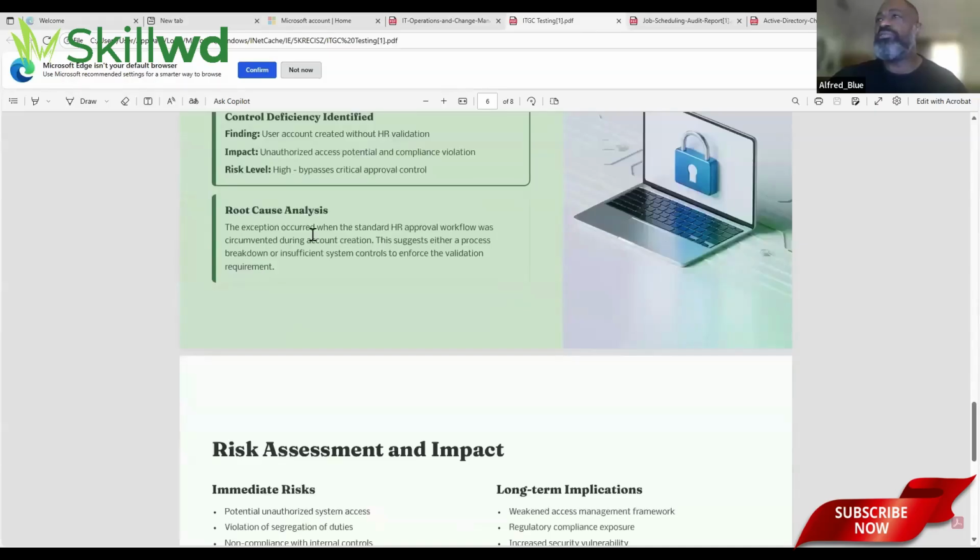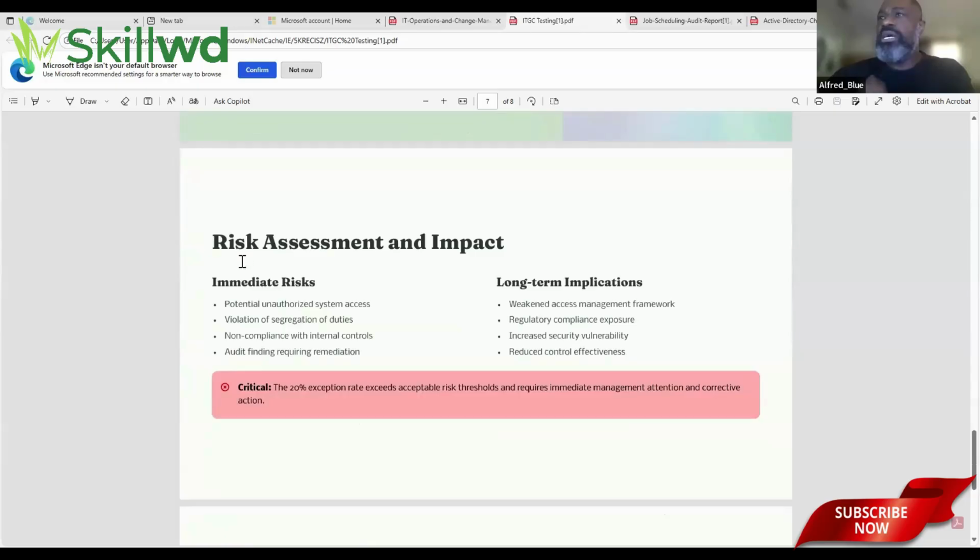Root cause analysis: the exception occurred when the standard HR approval workflow was circumvented during account creation. This suggests either a process breakdown or insufficient system controls to enforce the validation requirement. Our risk assessment and impact: critical. The 20% exception rate exceeds the acceptable risk threshold and requires immediate management attention and corrective action.